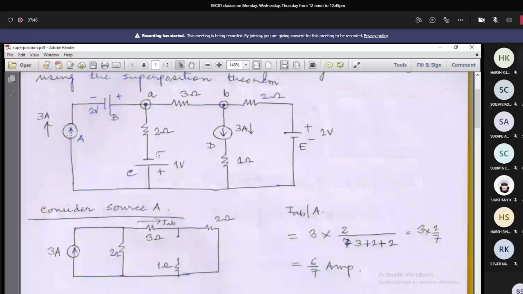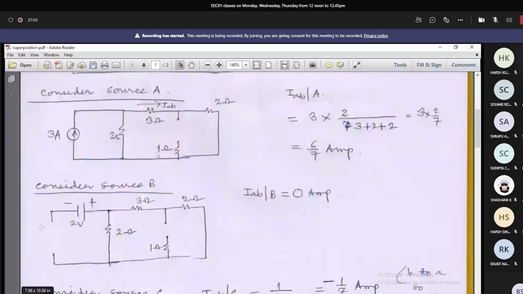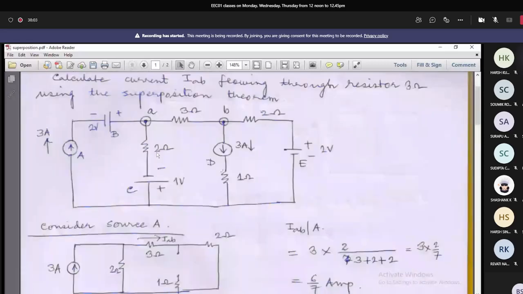So whenever you have added one source but you have not closed the path, it is open. So you cannot get current through any of these branches, right? So this is 0. Then we consider source C. What is source C? Source C is this one. So this path anyway will not be there.